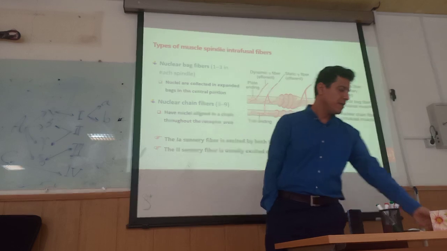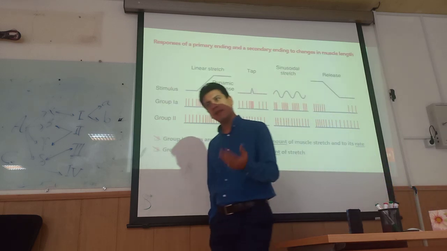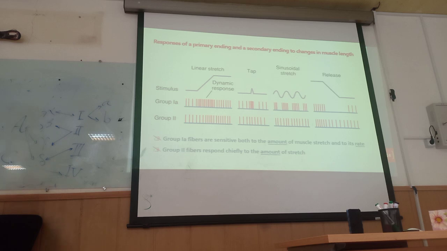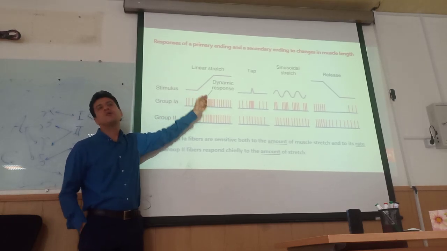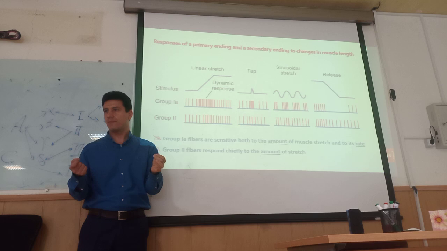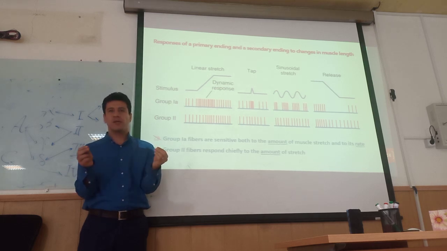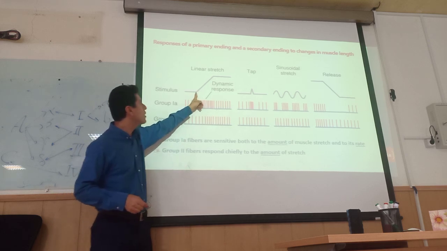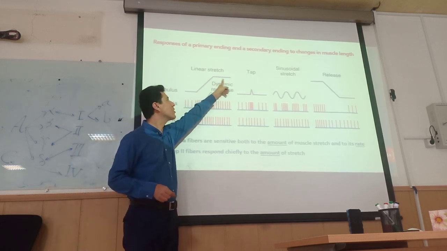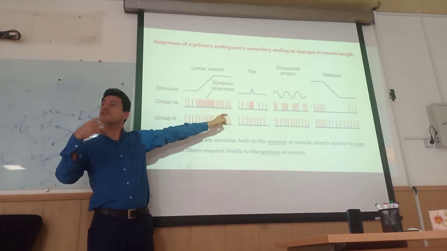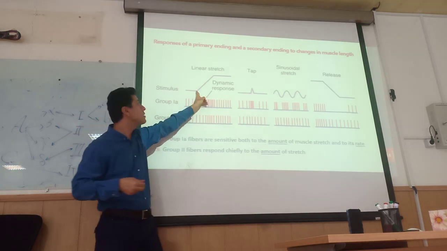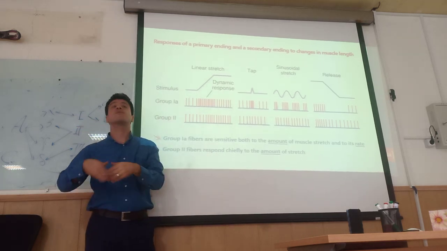So now let's see what's the difference between static and dynamic response. Actually, you know that because you are familiar with rapidly adapting receptors and slowly adapting receptors, right? Yes. So we have stimulus here. Stimulus is stretch of the muscle, right? So we stretch a muscle and then hold it, right? So we increase the length and then keep it constant, right? Dynamic response is action potentials that are generated during the stretch, when the stretch is in progress.